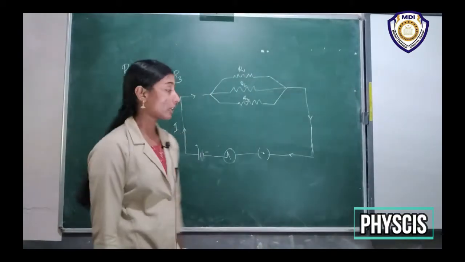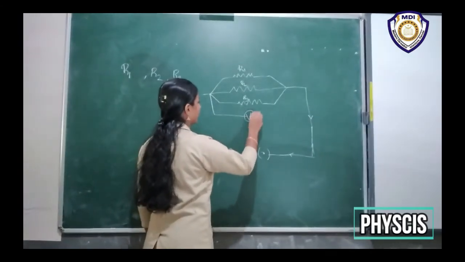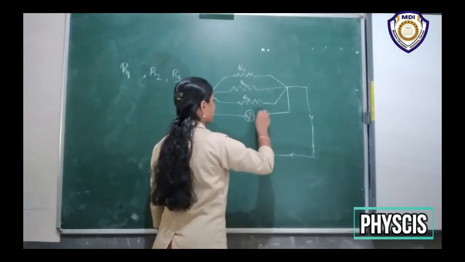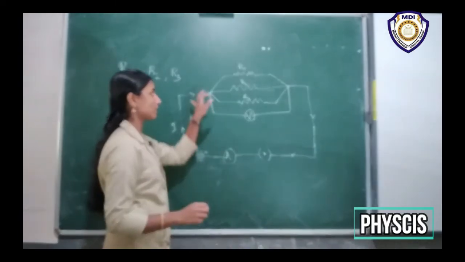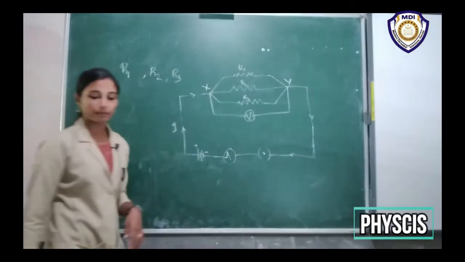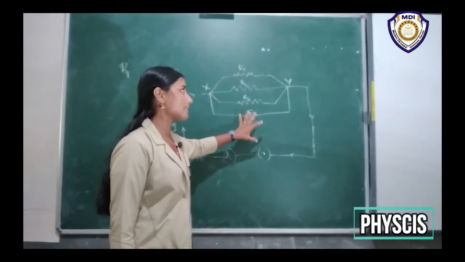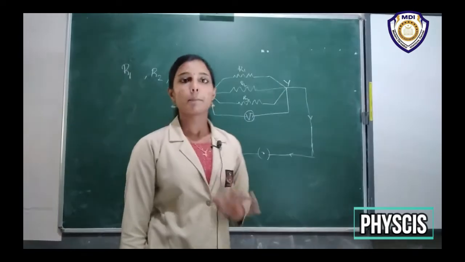One more thing we have to set up here, that is a voltmeter should be placed in between these points. The voltmeter measures the potential difference between them. Okay. So this is the arrangement of resistors connected in parallel.